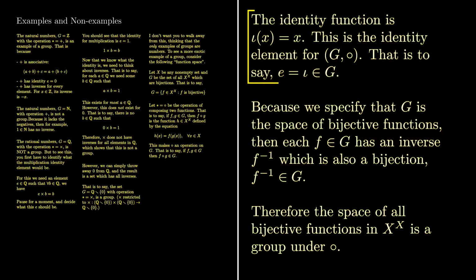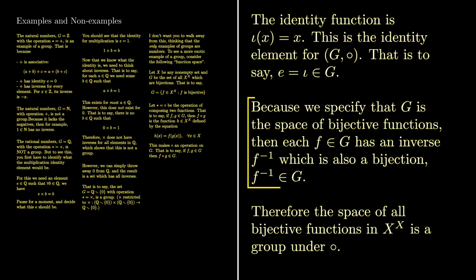And finally, we should observe that this is a bijection. Because we need to know that this iota, this identity element, is an element in G, which means it needs to be a function from X to X, which it clearly is. It also needs to be a bijection, and it is easy to confirm that in this example, iota is a bijection, so it is in G.